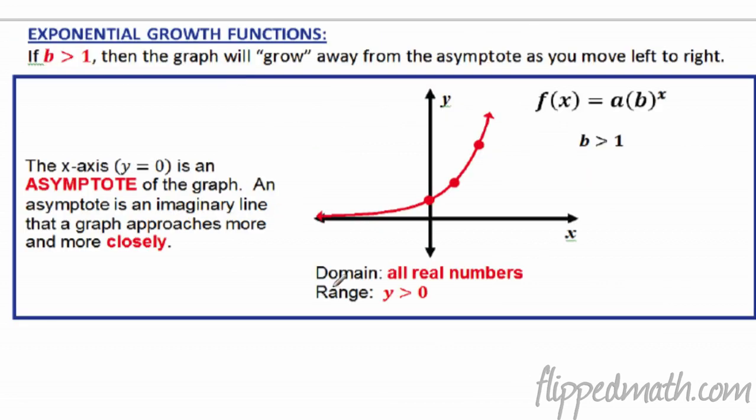Okay, so we have growth functions here. If b is greater than 1, the graph will grow away from the asymptote as you move left to right. That's pretty much the domain. We've done a lot of domain and range. So the domain here is going to be all real numbers. And the range in this specific example is y is greater than 0 because there's an asymptote there. It'll never equal 0, but it'll always grow away from it. All right, what else do we got?